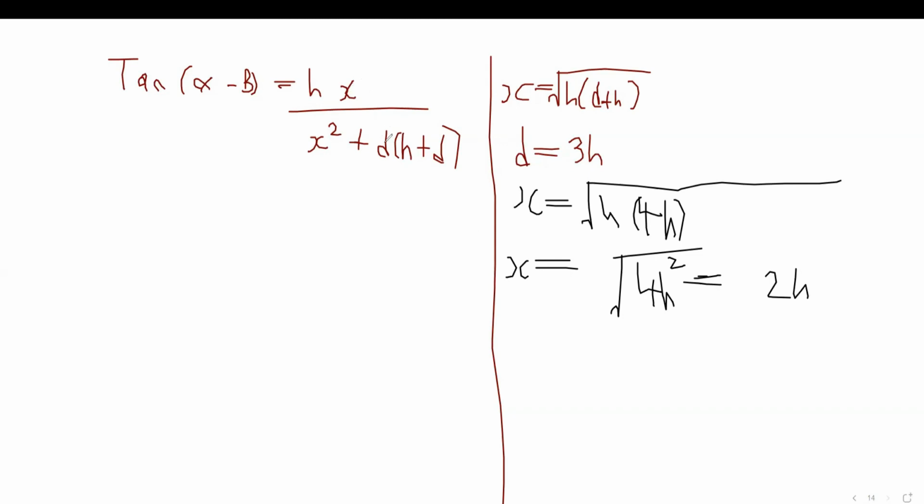We have d in terms of h, so now we can just plug in everything in terms of h. So this is going to be h times 2h over x squared, x is 2h, so this is going to become 2h all squared plus d times, d remember is 3h now, so this is 3h times h plus 3h, which is 4h, all right?